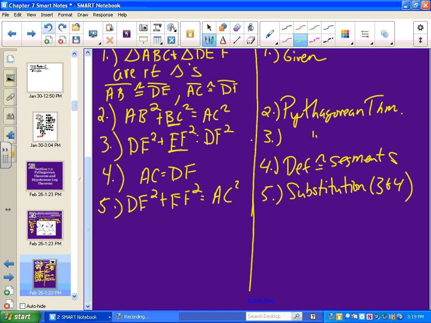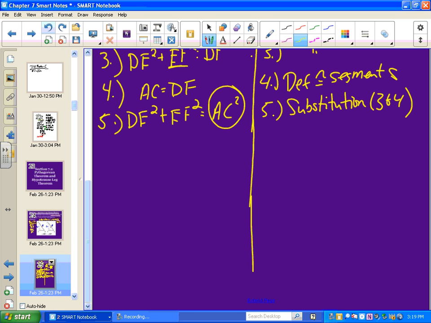Now, looking at step 2 and step 5. Both of the legs are being added together, and they both equal AC squared. If you look here, we have it equal to AC squared. Here, we have it equal to AC squared. So we've done this many times this year. We can now use transitive to say that AB squared plus BC squared equals DE squared plus EF squared. Transitive.